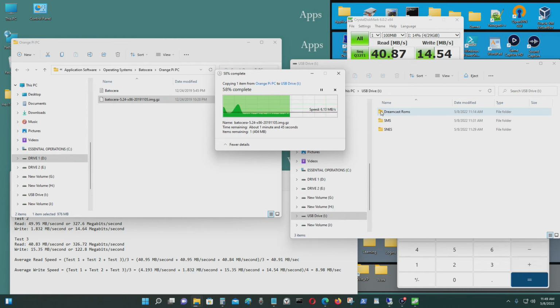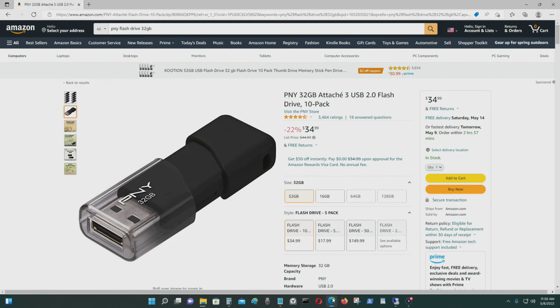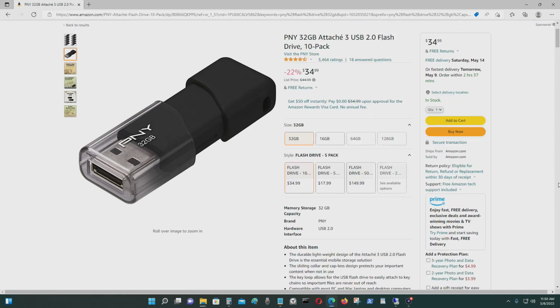So I'm getting about anywhere from 4 to 6 megabytes per second consistently. And sometimes it does drop to 2 megabytes, and I have to say this is a pretty slow flash drive when it comes to writing. But for reading, it's okay. I could manage that. So would I buy this again? Would I buy these drives again? I would say no, I wouldn't.